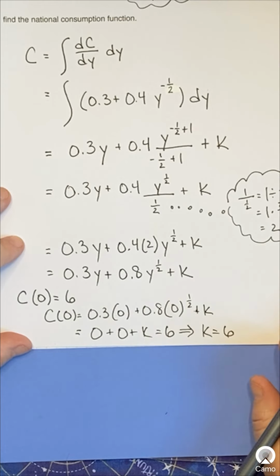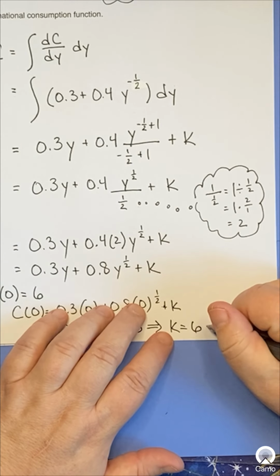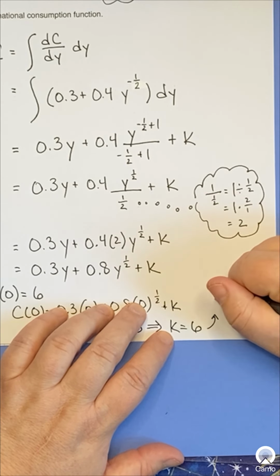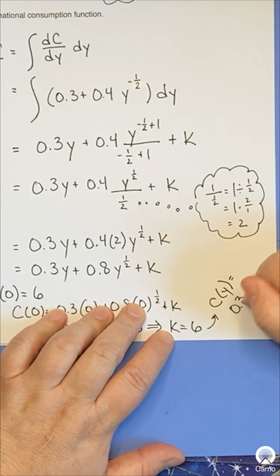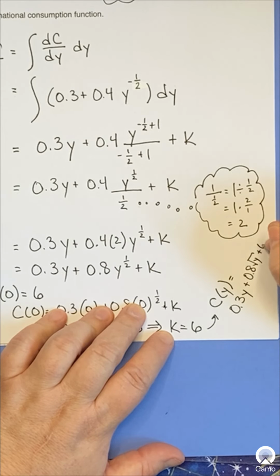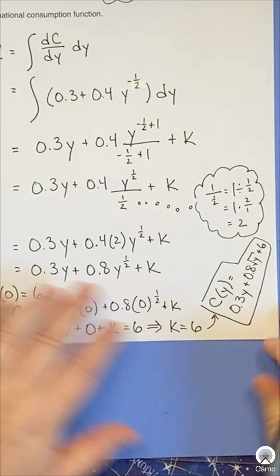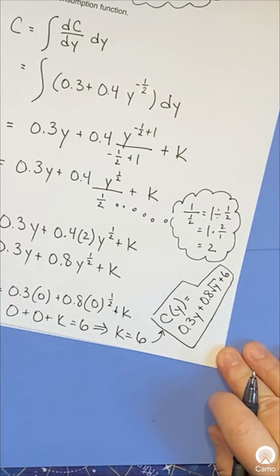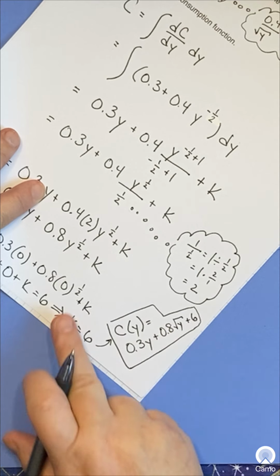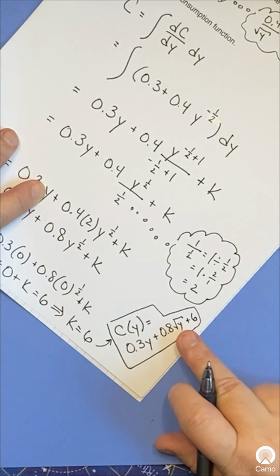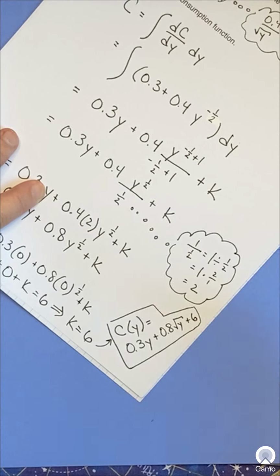So then, and I'm going to cheat a little bit. I'm going to go over here, and I'm going to say C of y equals 0.3y plus 0.8 radical y plus 6. Let me turn that sideways so you can see it. You notice what I did? Instead of having y to the 1/2, I have radical y. Now, do you have to do that? No. Is it considered proper?